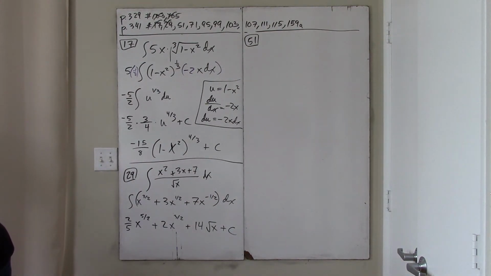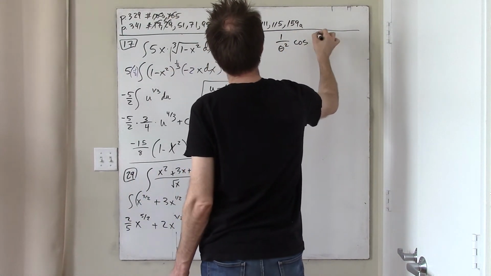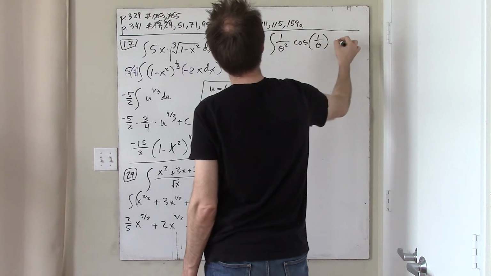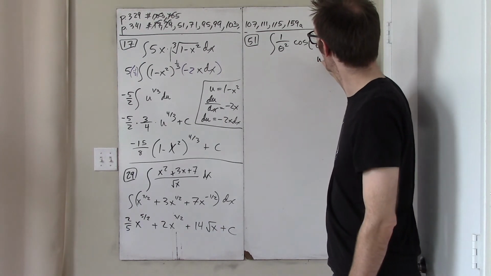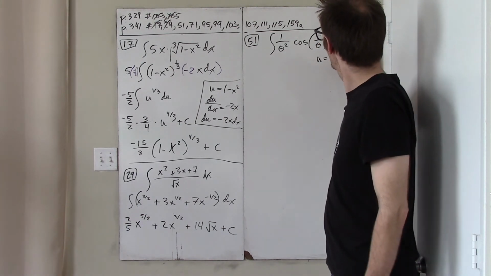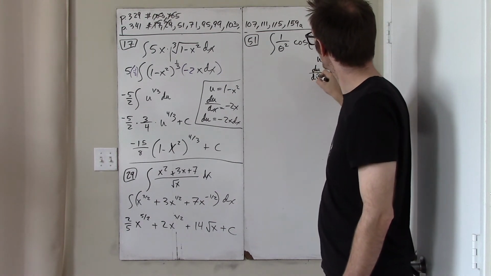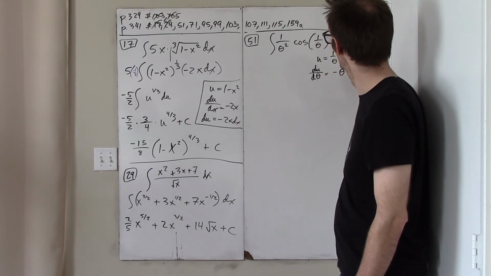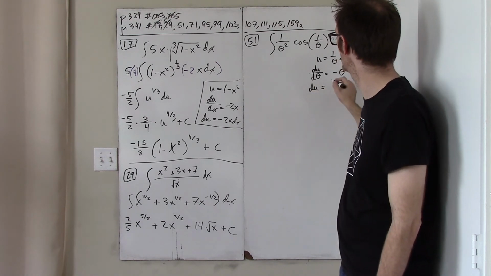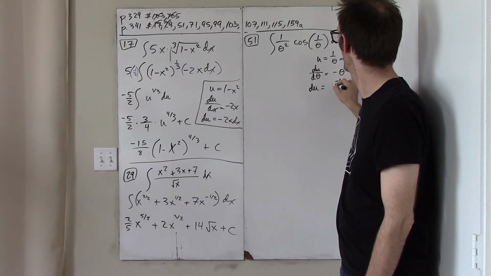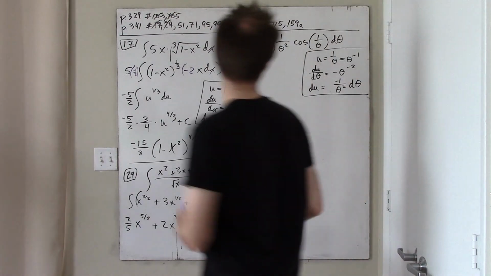51. 1 over theta squared cosine 1 over theta. Okay, hopefully this was just blindingly obvious what to do here. It was to me. I let u be 1 over theta, otherwise known as theta to the negative 1. Then what is du d theta? It's negative theta to the negative 2. So thus we get that du is negative 1 over theta squared d theta.